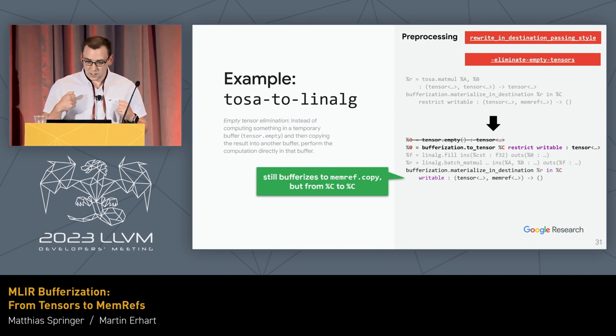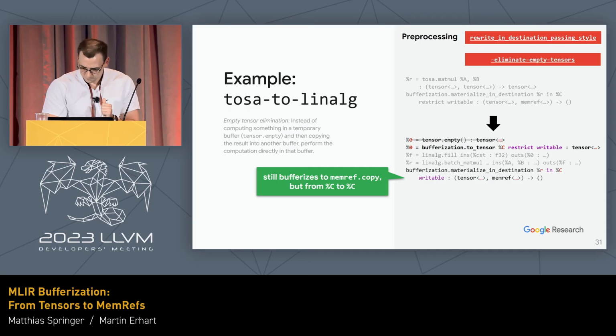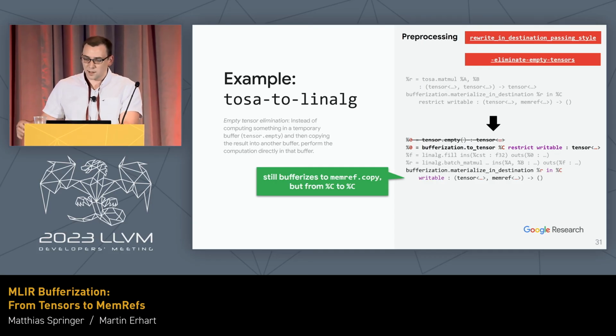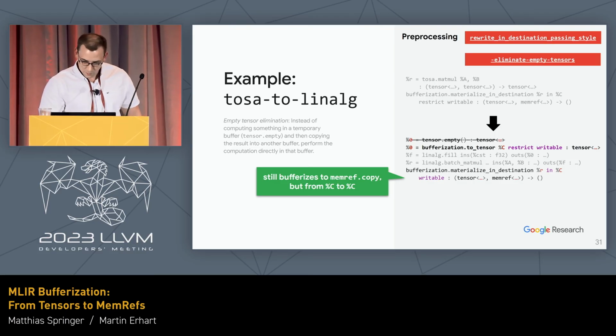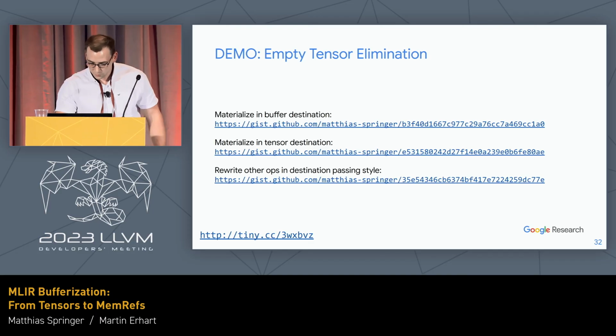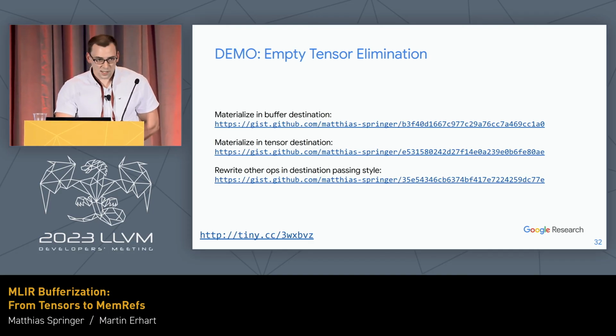And this is how we can handle ops that are not in destination passing style. We convert them into destination passing style, run empty tensor elimination, and then we bufferize them. So I have a few demos for that, but let's first talk about buffer deallocation. And if we have time, we're going to look at those afterwards.